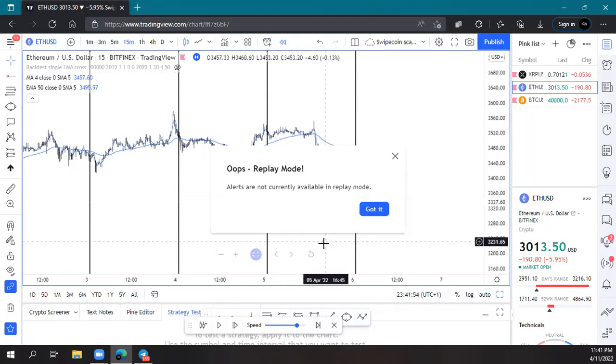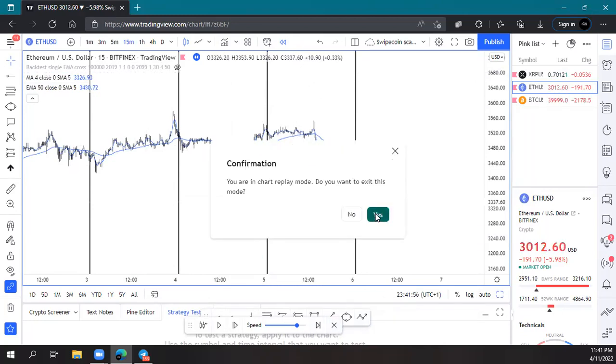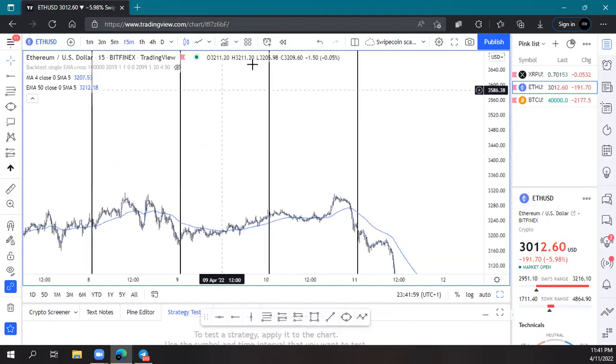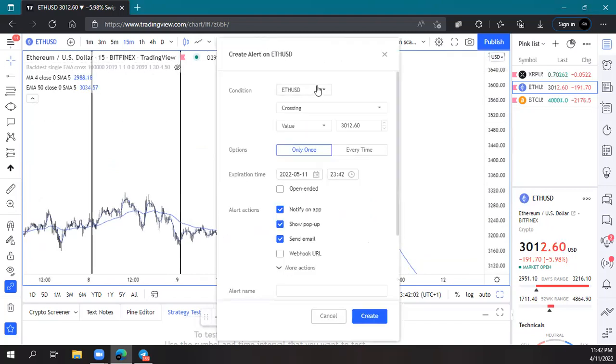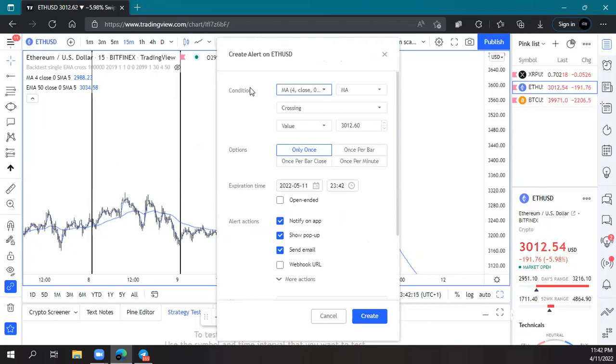Click on create alerts. Okay, I'm still on replay mode, so let me cancel this. Come to create alerts, then do this. Since we are on a currency pair, ETH USD, this is what you're going to do. Change this condition to MA. What this actually means is, when the moving average, when MA is crossing up the EMA, what do we do?